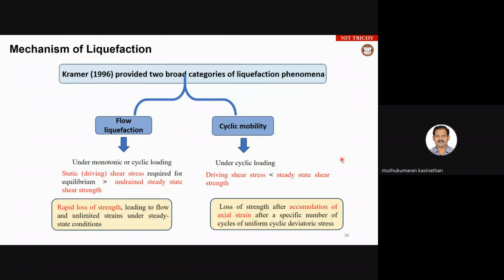So this can be introduced by two mechanisms in the laboratory, two ways. One is flow liquefaction, another one is cyclic mobility liquefaction. Flow liquefaction is not normally induced through monotonic or cyclic loading. The static shear stress exceeds the equilibrium condition when it is in a contained state, and then flow liquefaction can be introduced. So this is a rapid loss of strength leading to a flow and unlimited strains and steady state condition.